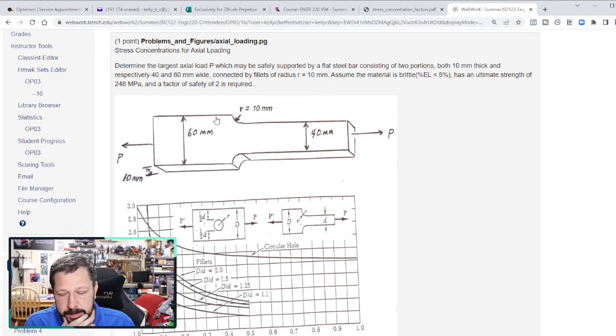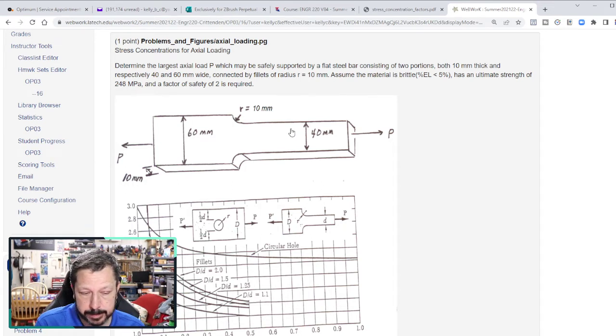So the problem statement here, let's see, it says we want to figure out what's the largest axial load. So we're actually doing a little bit more of a design problem instead of an analysis. I guess it's still also an analysis on the load side, but we're not really designing any dimensions. But the largest axial load which can be safely supported, so we're going to have some kind of factor of safety. In fact, it says right here a factor of safety of 2. And it doesn't say what the factor of safety is to be measured against, yielding or ultimate strength.